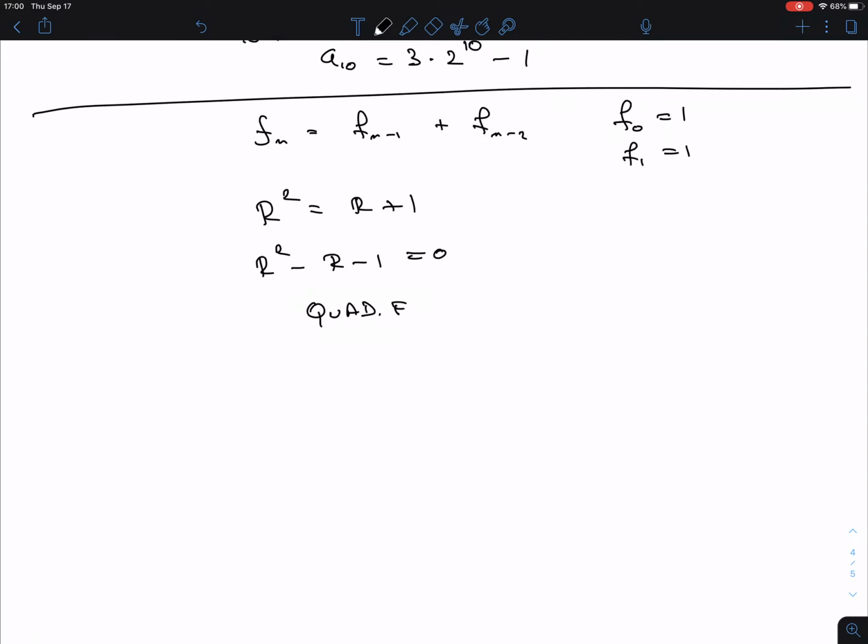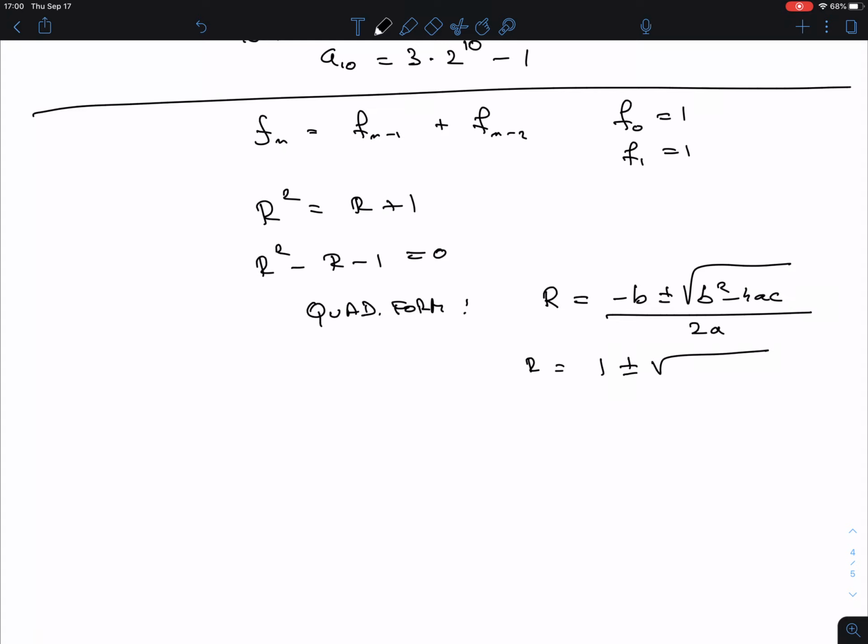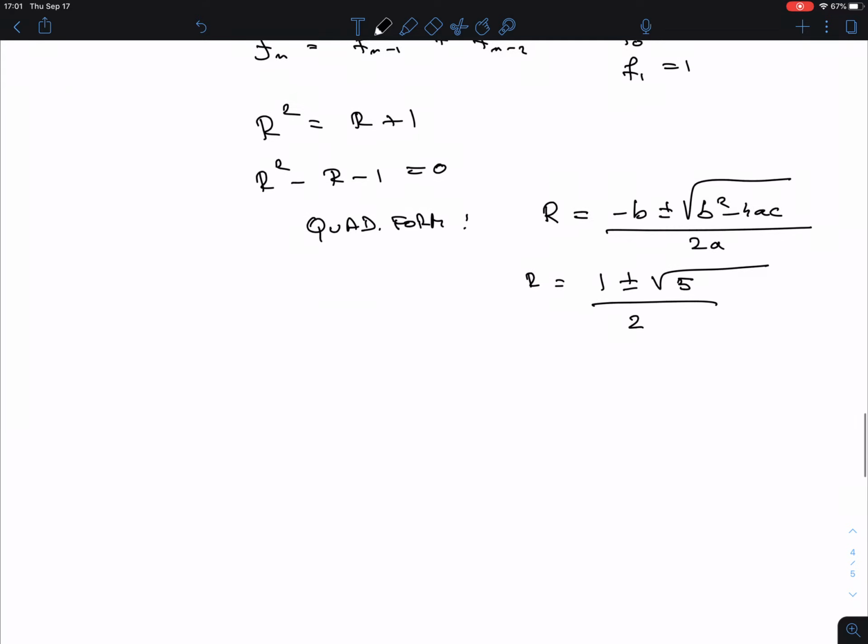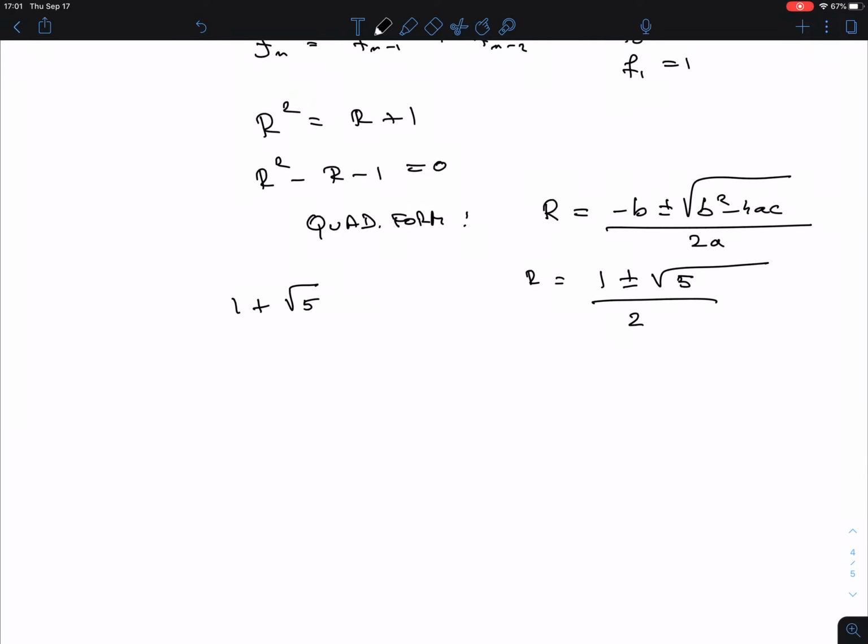So the quadratic formula: r is equal to minus b plus or minus the radical of b squared minus 4ac, over 2a. Now a is 1, so that makes it easy. So r is equal to minus b, so 1, plus or minus the radical of b squared, 1, minus 4 times 1 times minus 1. I hope you see it's 5, and then in the bottom I have 2. So there are two solutions here: (1 plus radical 5) over 2 and (1 minus radical 5) over 2.